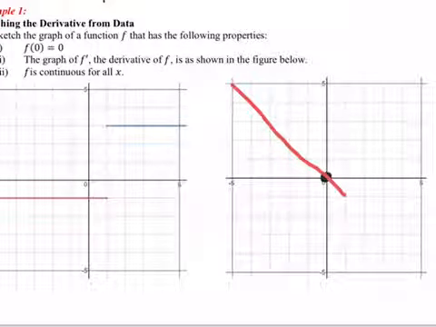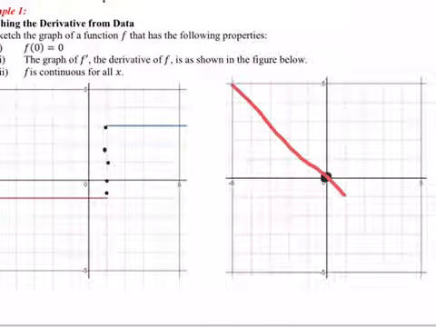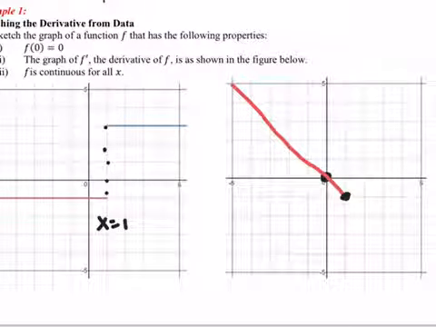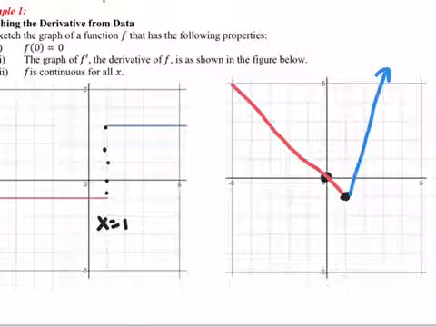And then it looks like at x equals 1, the slope changes. Okay, so at x equals 1, the slope changes, and it looks like that slope becomes 3. So that's what f would look like based on f prime's graph.